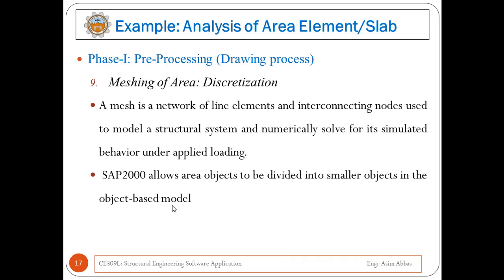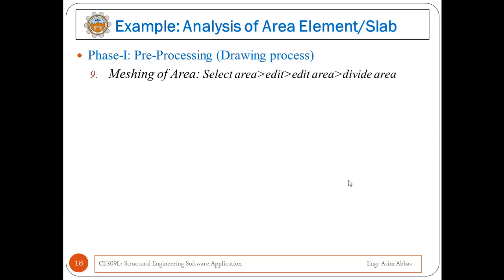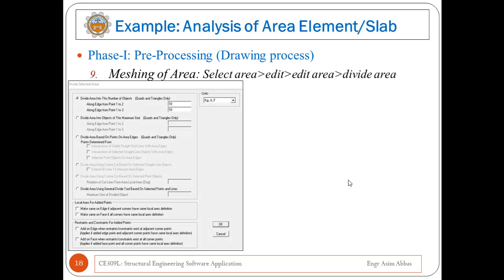Meshing of the area is required to obtain more refined results. Once you divide your area into different boxes, it will appear in this format in SAP 2000. How will you mesh your area? First of all, select your area, then go to Edit, then click on Edit Areas, then click on Divide Areas. When you click on Divide Areas, different options will appear. Using these options as per your requirement, you can divide your area into different nodes and interconnected elements, right?